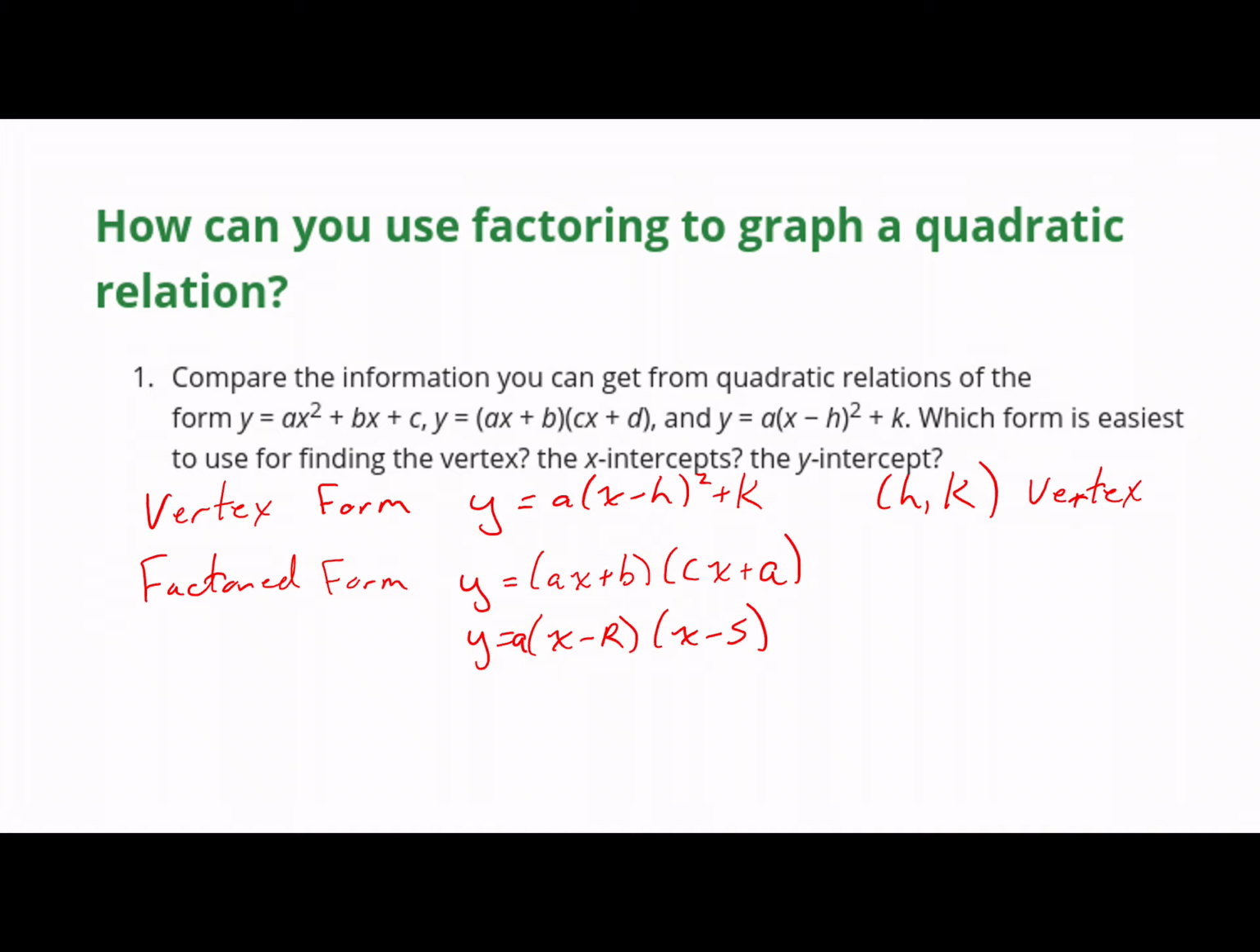And we know when we're trying to find the x-intercepts, we need to solve for ax plus b equals 0. So x equals negative b over a, and same as cx plus d equals 0, so x equals negative d divided by c. So those are our x-intercepts.